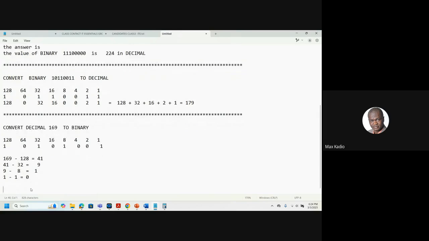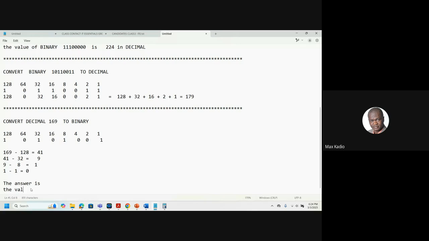So the answer is, the value of decimal 169 is, you take all these numbers: 1, 0, 1, 0, 1, 0, 0, 1. So be careful when you write it: 1, 0, 1, 0, 1, 0, 0, 1, you see, in binary.